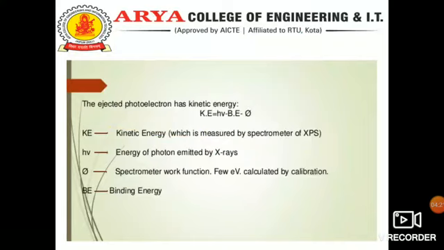The ejected photoelectron has kinetic energy KE equal to h nu minus BE minus phi, where KE equal to kinetic energy, h nu equal to energy of the photon emitted by X-rays, phi equal to spectrometer work function, which is a few electron volt, also can be calculated by calibration, and BE is binding energy.